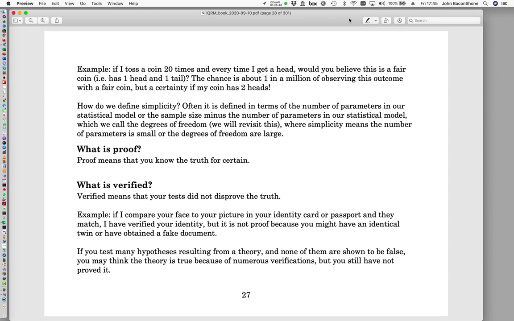So if your picture matches your face, that means I have verified your identity, but it's not proof. You could have an identical twin. You could have a fake document, right? There are a number of possibilities. So it's not proof, but it's verification.